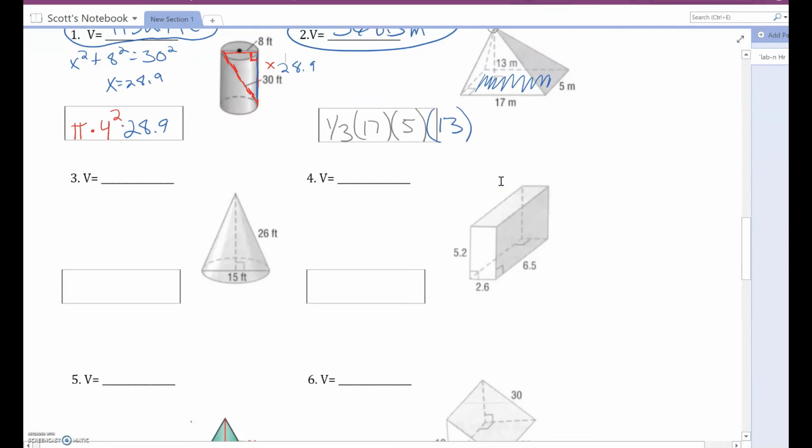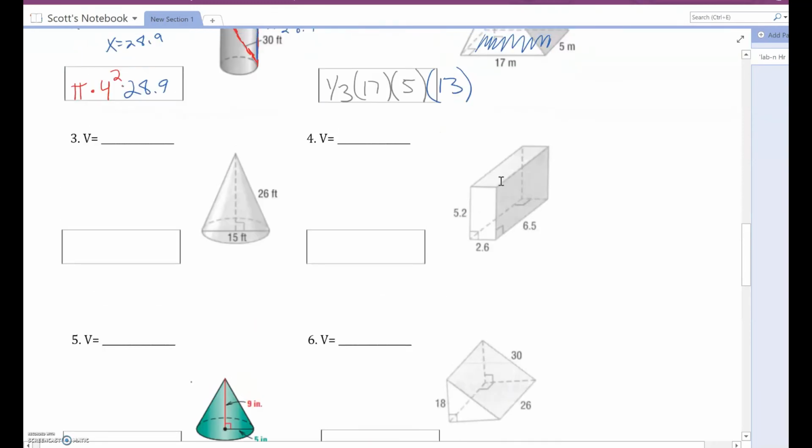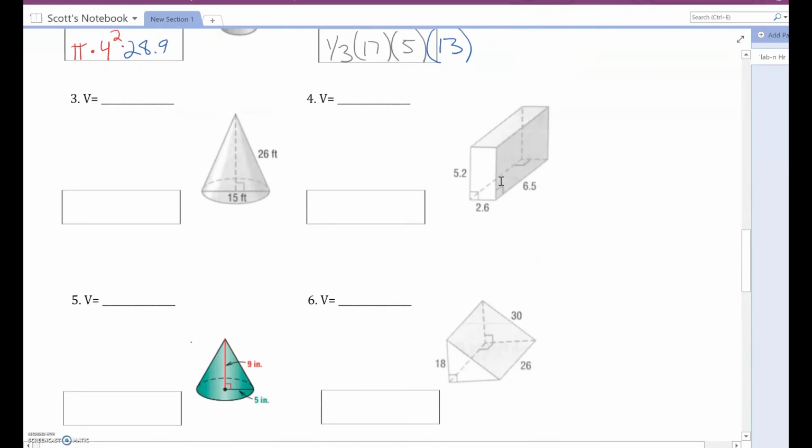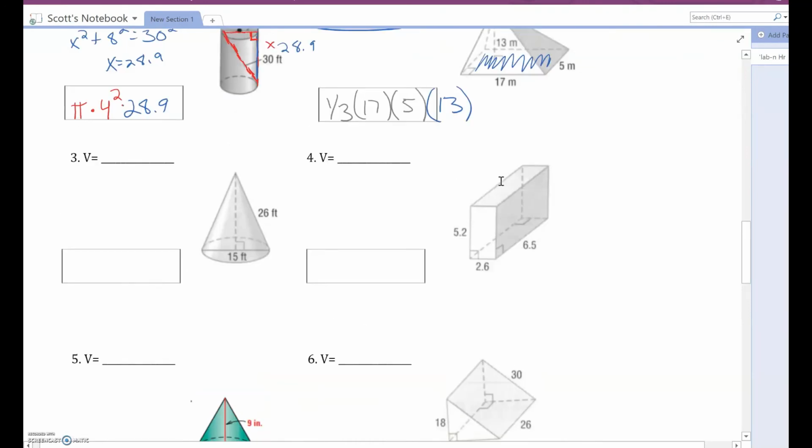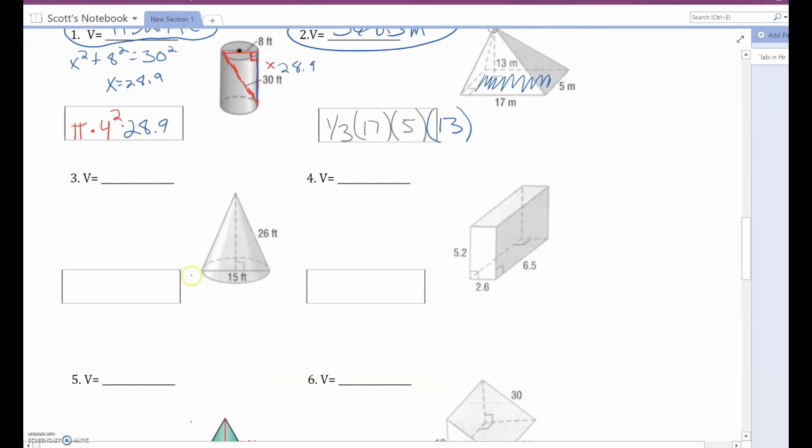Okay, I'm going to do one more here, and then I'm going to see if you guys can do some of these on your own. So this guy here, does it meet at a point, or do I have 2 parallel bases? I see a circle, no other circle. It does meet at a point, so this means I'm going to have to go 1/3 area of the base times the height.